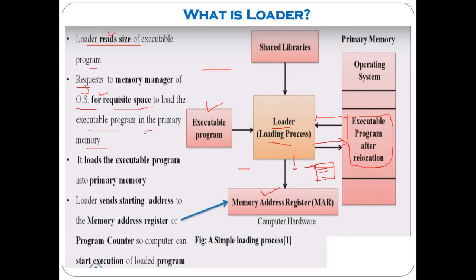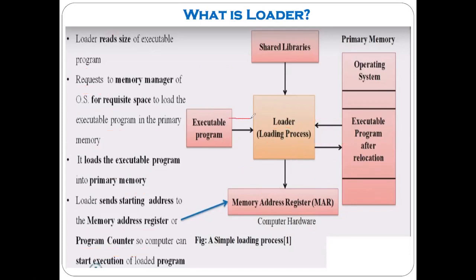Now after getting that certain space, here you can see the loader loads the executable program into the primary memory. Then again the loader sends the starting address to the memory address register or to the program counter, so the computer can start the execution of the loader program. So that is the reason here you can see the loader takes the executable program and then loads it into the main memory.